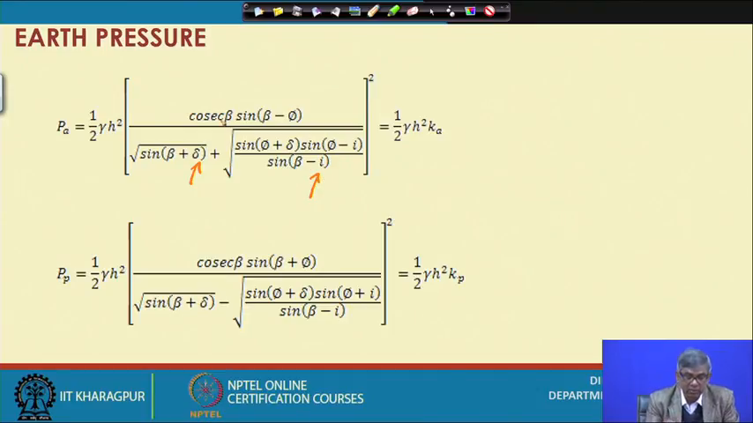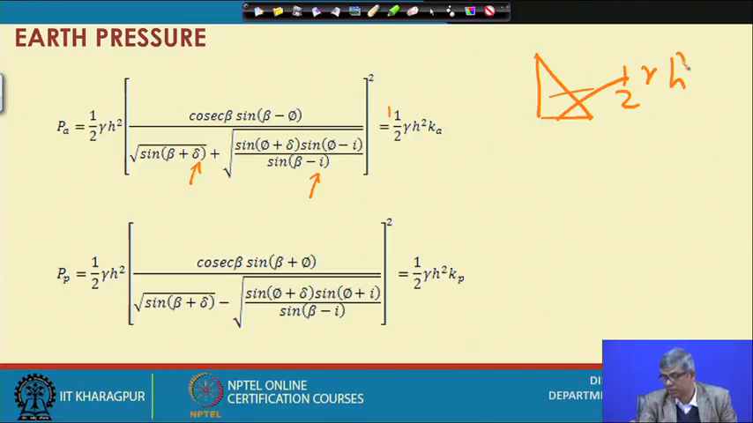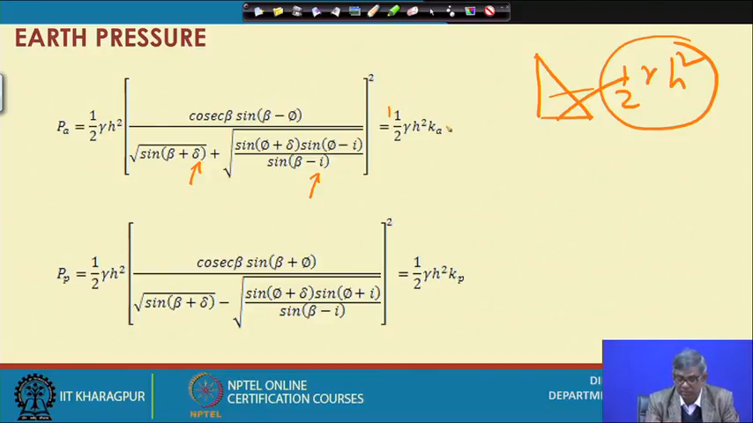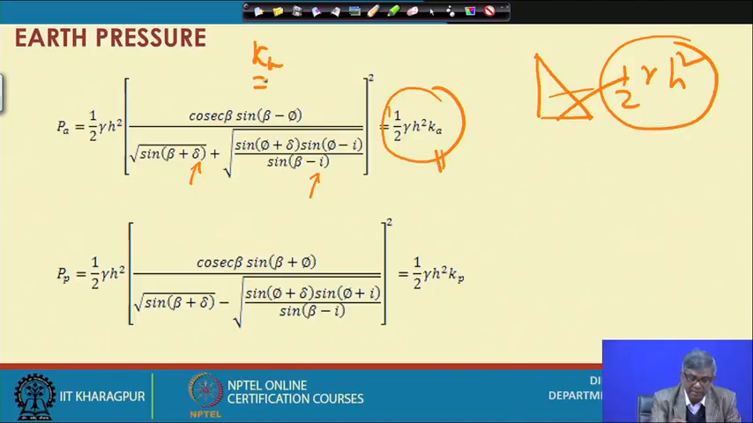Based on that, we have an expression for PA. Half gamma H square is the normal vertical term, the area, equal to half gamma H square. If I express the remaining part in this form, I can express it by K. So K ultimately is nothing but this expression: Ka equal to the entire bracket portion.